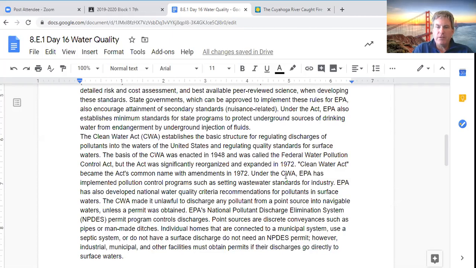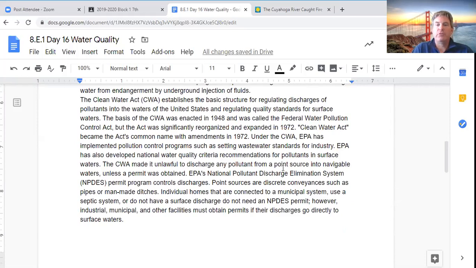So under the CWA, EPA has implemented pollution control programs such as setting wastewater standards for industry, developing national water quality criteria recommendations for pollutants in surface waters, and the National Pollutant Discharge Elimination System program. Point sources are discrete conveyances such as pipes or man-made ditches. So point source, there's a word we'll go over again, but point source means there's literally a pipe, a specific thing pouring pollution into a water source.